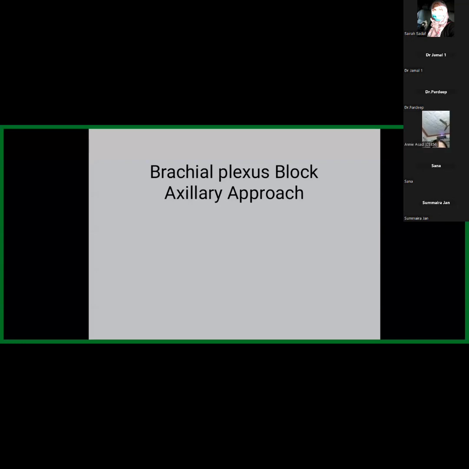This session will be about the brachial plexus block axillary approach, but our focus will be on the axillary approach, but we will go a little bit through other approaches as well. Since it's already 8:04, we are going to the next slide.